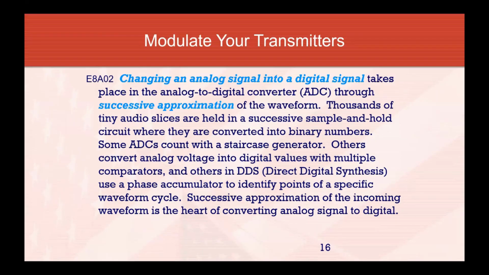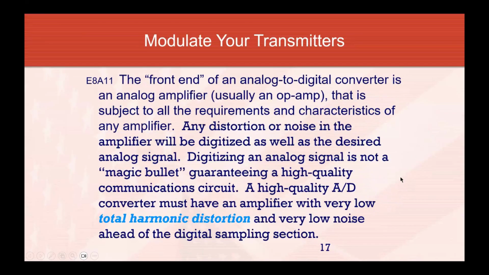There's some other things out there, DDS, direct digital synthesis, that can be used. It does it a different way, but successive approximation is one of the cheapest, hence it's one of the most common. The front end of the A to D converter is an analog amplifier, usually just an op-amp. Op-amp is short for operational amplifier. It's a little integrated circuit. A little signal goes in, a bigger signal comes out. That's all that really boils down to.